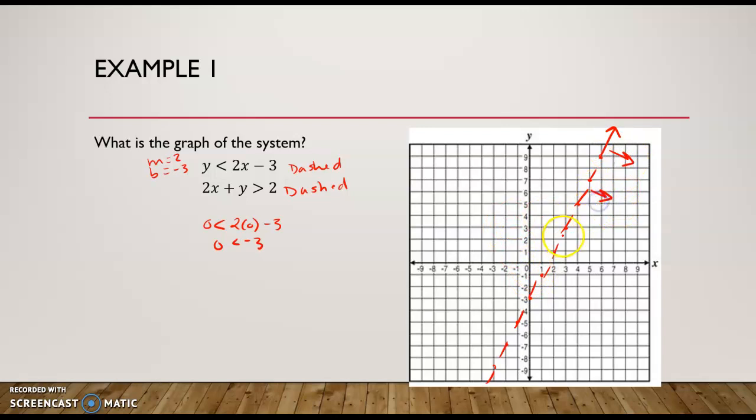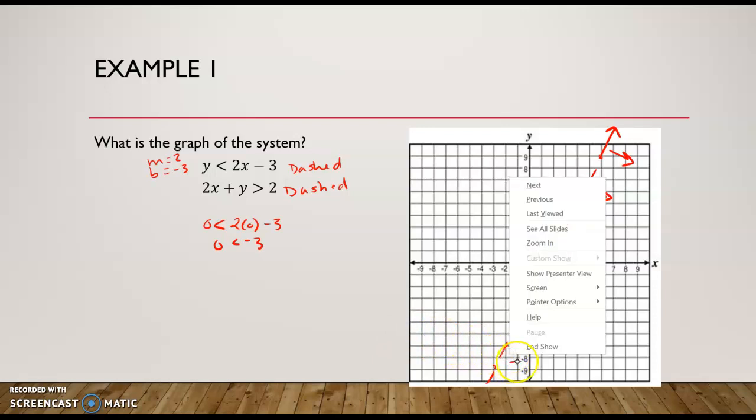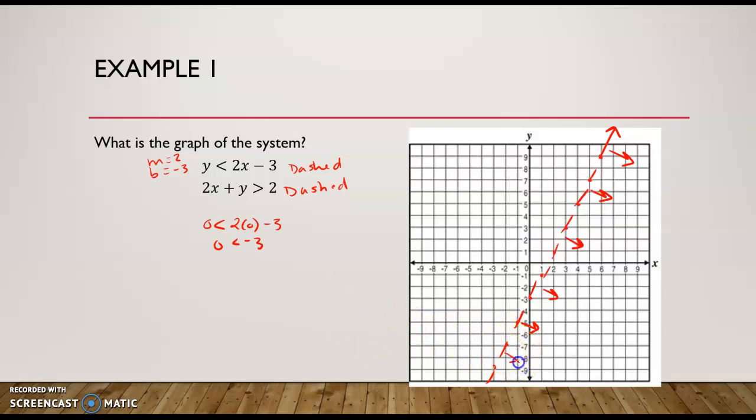Now, I am not actually going to shade. The reason I'm not shading is because I'm going to save that until I get to when I have both lines. And so I draw arrows so I know which side of the line I'm shading on.